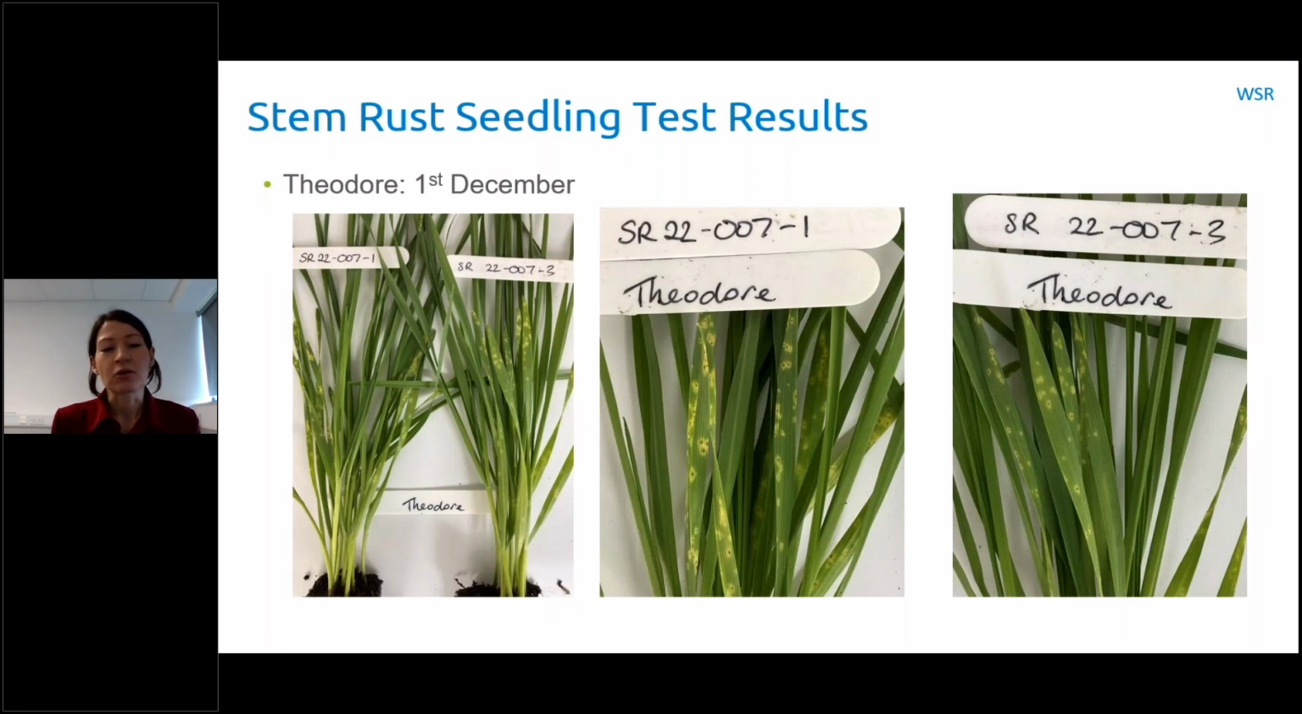So this is Theodore. This is on the 1st of December, so this is about day 14 by now. You can see Theodore is resistant to both of those single pustule isolates. Yes, you could say that there are tiny little pustules forming, and it has got some chlorotic spots. We have a scale for stem rust, a 0 to 4 scale. But on Theodore, these pustules never developed any further than this, so we would class Theodore as resistant at seedling stage to these 2 stem rust isolates.